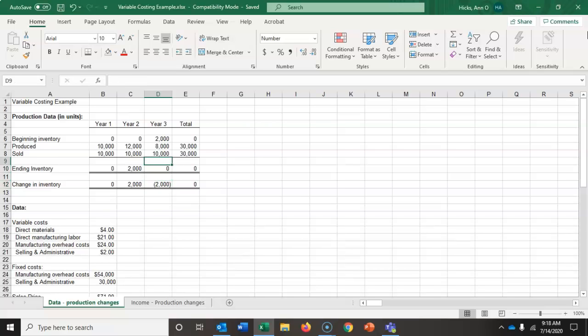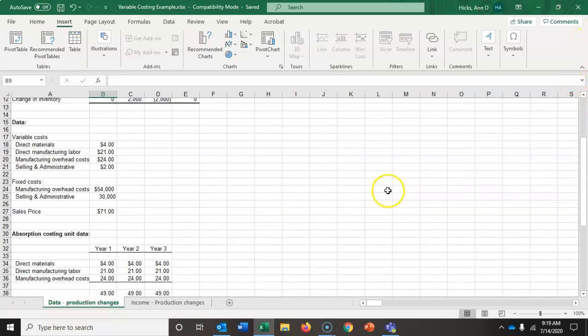Now, notice, this will come out when we look at the different statements. Notice, every year we sold the same amount of units, 10,000 per year. What changed each year were the number of units that we produced. The other thing to notice is that for the 3-year cumulative period, we produced and sold the same amount of units. The only difference is the level of production we went through each year. Okay. All right, let's look at the cost data.